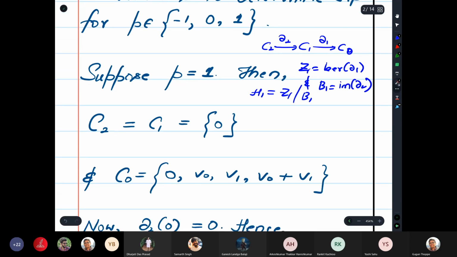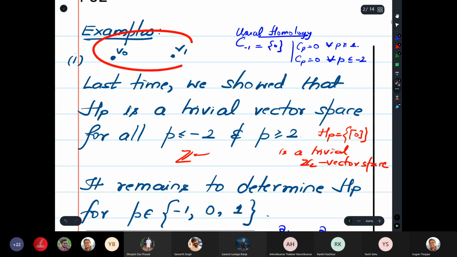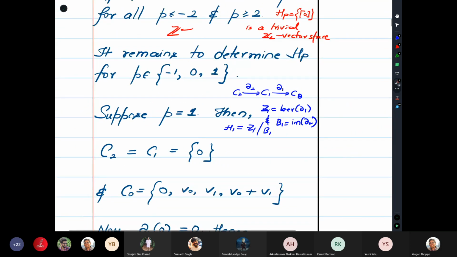So first let's try to write down what C2, C1 and C0 all are. C2, C1, these are all trivial vector spaces. Why are they trivial vector spaces? Because we set them to be trivial vector spaces. Why do we set them to be trivial vector spaces? Because in this example there are no higher dimensional faces. That's the reason we set them to be trivial vector spaces.